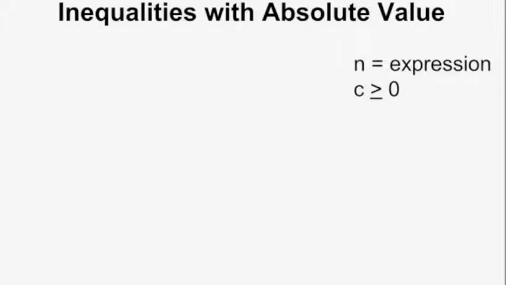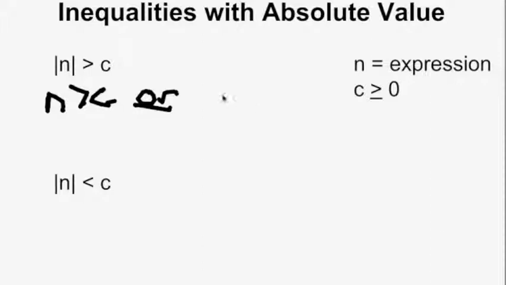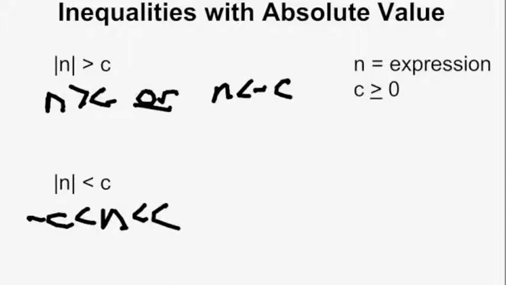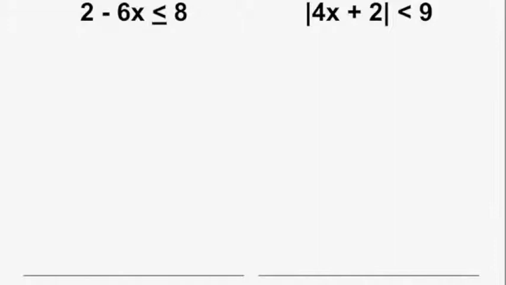So if you imagine that n equals an expression and c is greater than or equal to 0, then if you have the absolute value of n is greater than c, you know that n is greater than c or n is less than negative c. However, if the absolute value of n is less than c, then you know that negative c is less than n is less than c, which allows you to write the inequality much simpler. Let's solve these two inequalities.